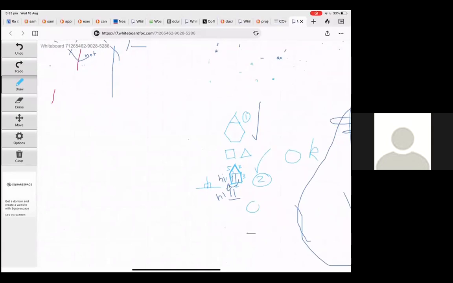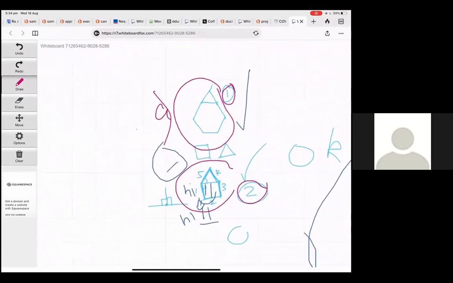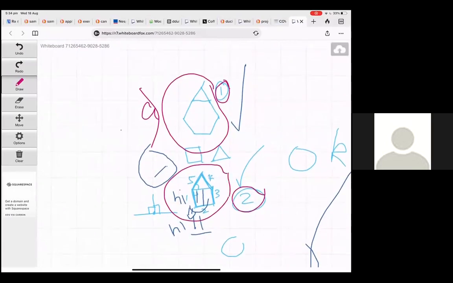That means we solved part A successfully, right? Because we found it in two ways. 1 and 2, this one and this one. I think the next one we need to make an octagon with 1 hexagon, 1 square, and 1 triangle.